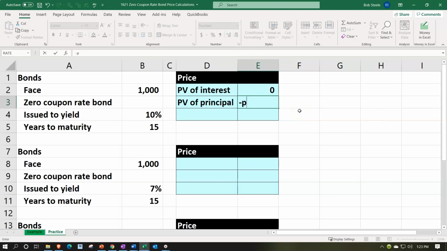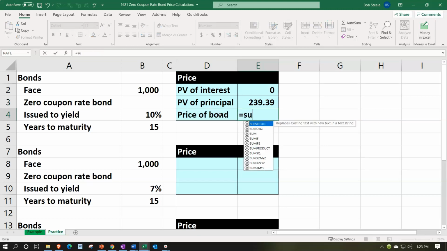It's going to be negative PV, Shift 9. The rate is going to be that 10%, comma, number of periods is going to be the 15, comma, and then the payments, we don't have any because there is no interest, so comma, comma. Then the future value being that 1,000, which we're just bringing back to the present time. That's going to be the 239, adding a couple decimals here. There we have it. That's going to be the price of the bond, and we're going to sum that up.